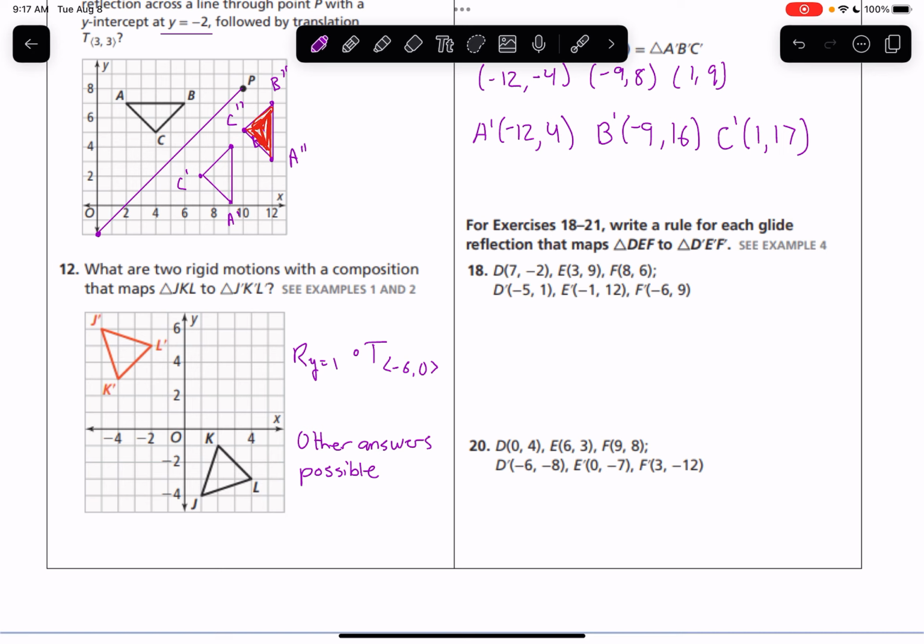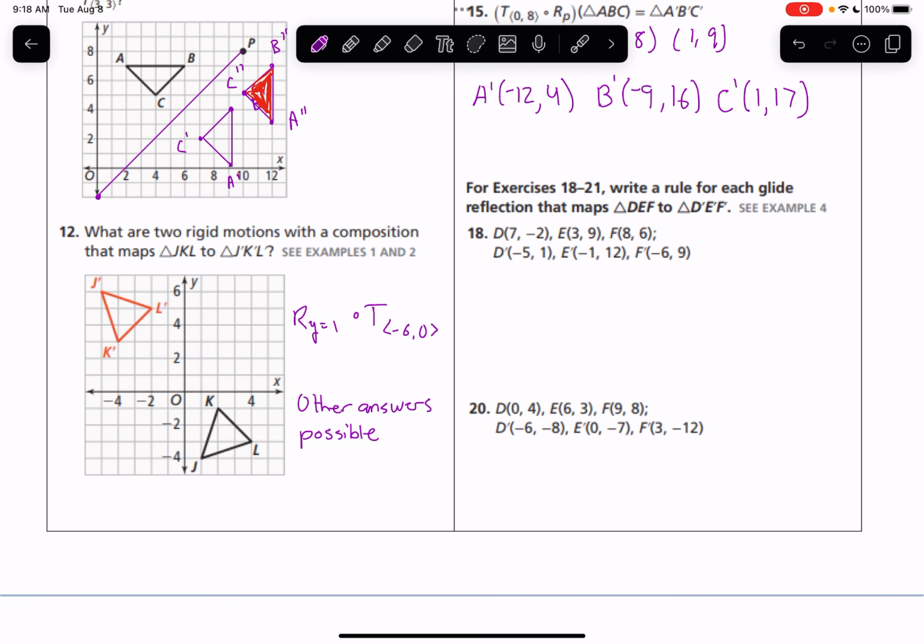Numbers 18 through 21. Write a rule for each glide reflection that maps triangle DEF to triangle D prime, E prime, F prime. So there are a lot of ways that we can do this. I think the easiest way might actually be to draw these two shapes on graph paper and then find, like we did on number 12, what move would make them line up with each other. And then we could do a reflection that is going to cause them to flip on top of one another. So in this case, it gives us a lot of opportunities. We have a lot of different options. I'll just give you one of the ones that I found here. You can find your own if you're looking on graph paper to figure out which way we would move.